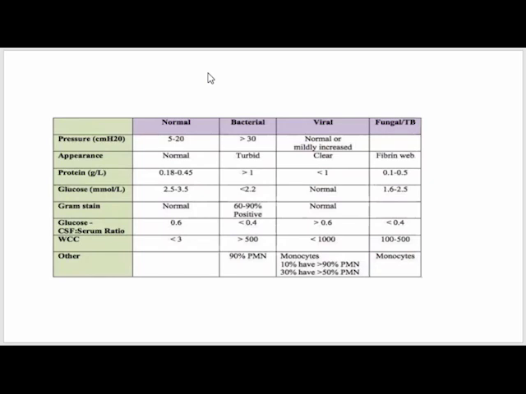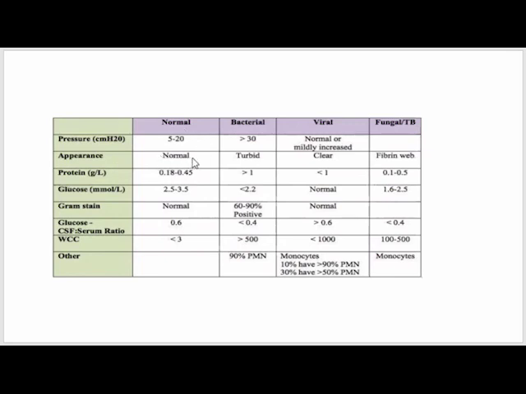Okay. So let's start. Pressure. The normal for cerebrospinal fluid pressure is 5 to 20. In bacterial, it's usually greater than 30. Okay. Viral may be normal or mildly increased. In fungi, no effect.